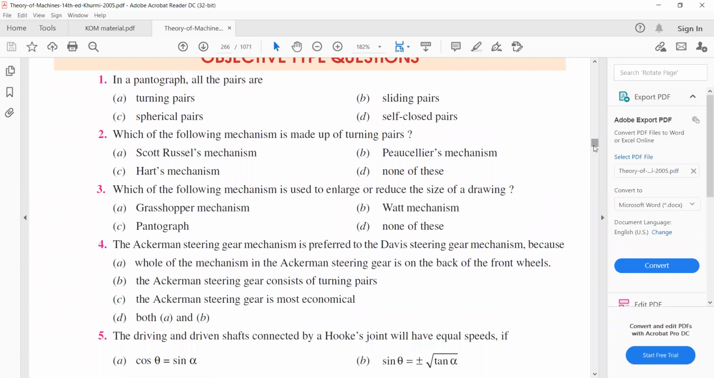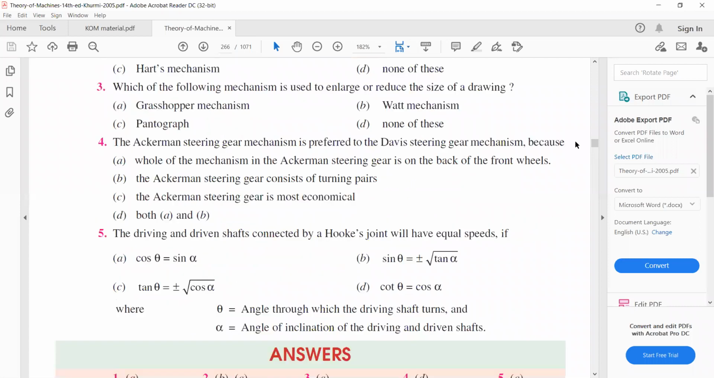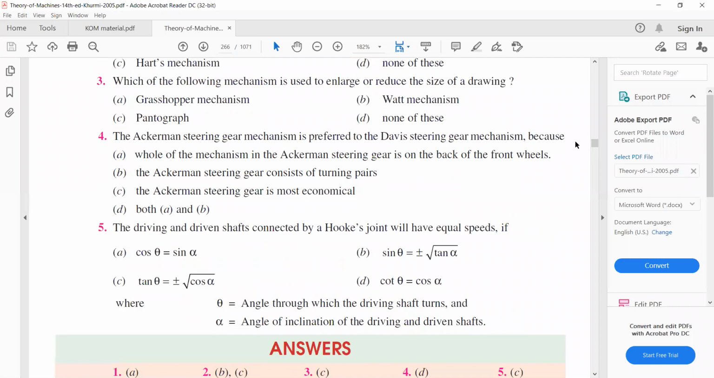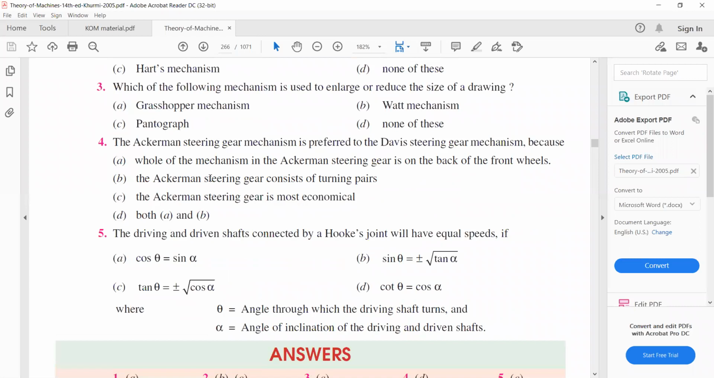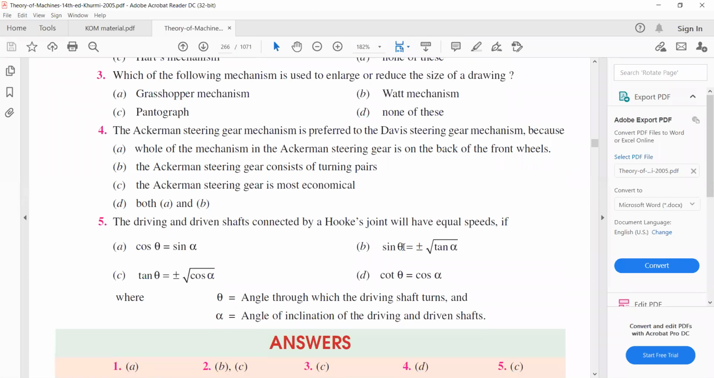Both A and B. So anyone guess the answer? What are the answers? So that is the first one and second one. The mechanism in the Ackermann gear is at the back of the front wheels, that is already known, and another one is it consists of the turning pairs. So that is why the Ackermann steering gear is preferred. Now the last one: the driving and driven shafts connected by a Hooke's joint will have equal speeds.